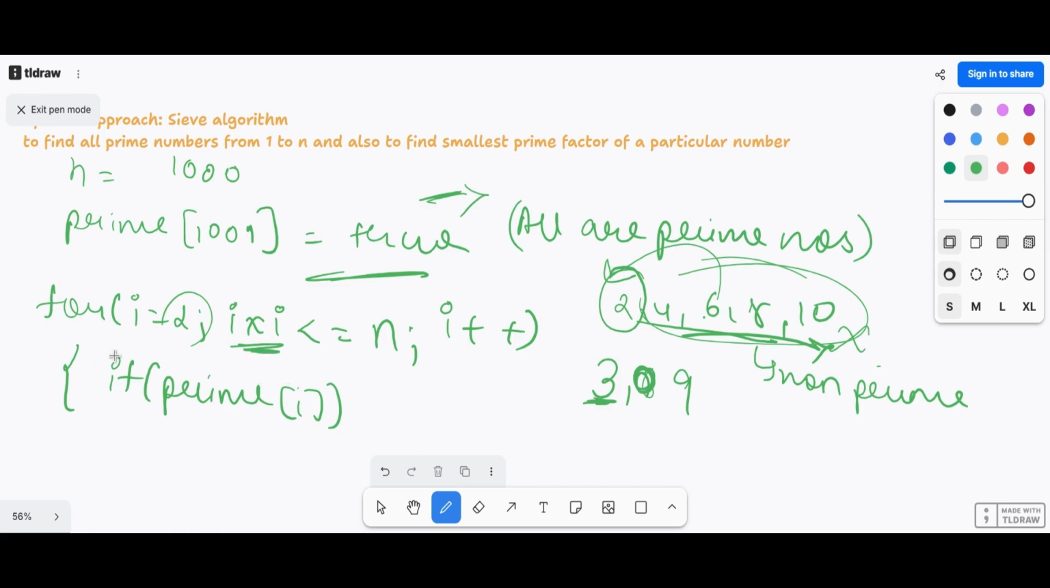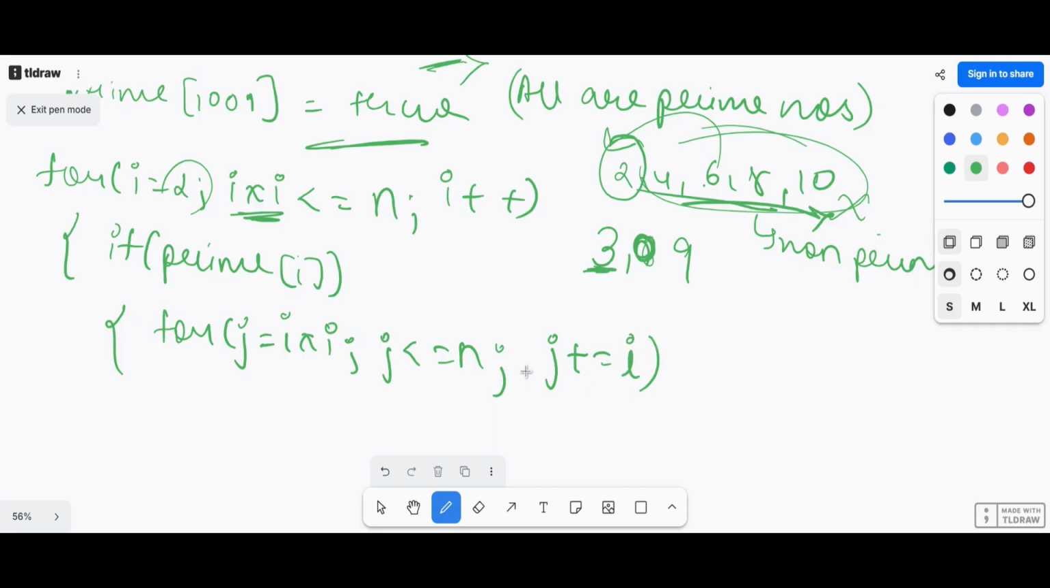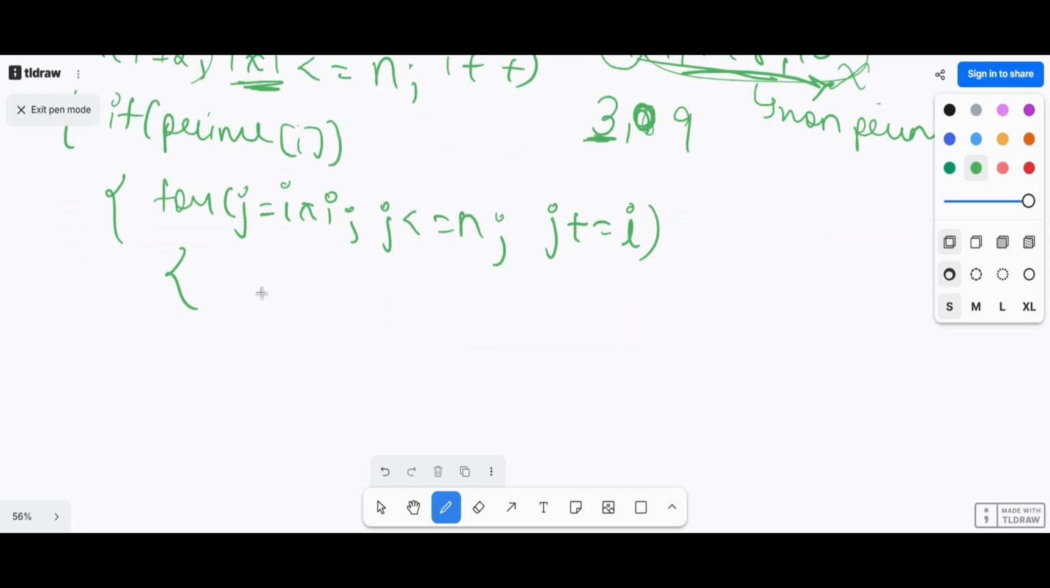Okay, so what is my algorithm? If I have prime of i, then I'll go for j is equal to i square, until it's less than or equal to n, and every time I do plus equal to i. So let's say 4 and then plus equal to 2, 6, 8, because these are multiples of i. 9, plus equal to 3, 12, right? Plus equal to 3, 15, and just like that, because those are multiples of i that you have to take.